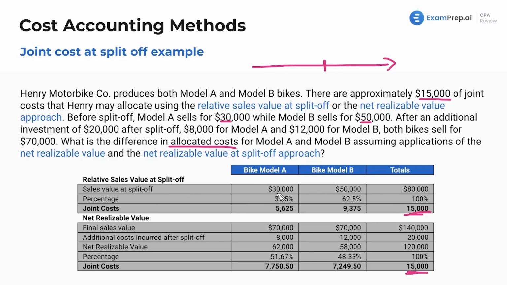We have the sales value at split off. It's 30,000, right? 30,000 and 50,000. So we get 80,000. 30,000 divided by 80,000 is 37.5%. 50,000 divided by 80,000 is 62.5%. We have our percentages, and as we do, we multiply them by the costs that we want to allocate. And here are the joint costs allocated to Model A and Model B.